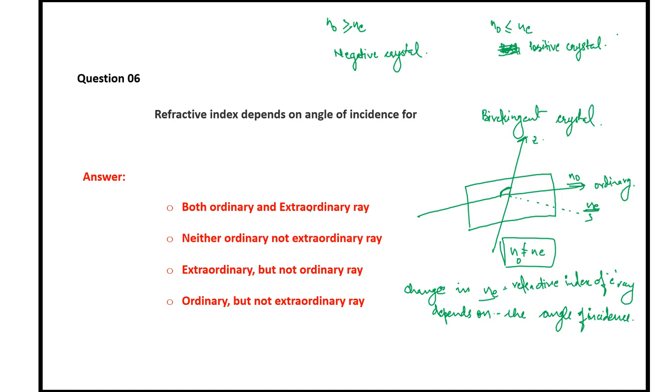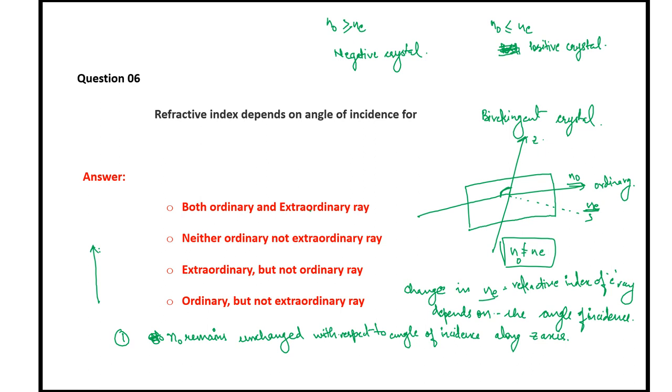Also, the positive crystal and the negative crystal. Now, we also want to know what is the variation in the value of NE, how does it change? So, for this, we have earlier also drawn a diagram, a polar plot with respect to the angle of incidence. So, first relation we can write is that NO remains unchanged with respect to angle of incidence along the z axis. So how does it look? If this is the z axis, I have denoted it as z-axis, the NO will remain unchanged.